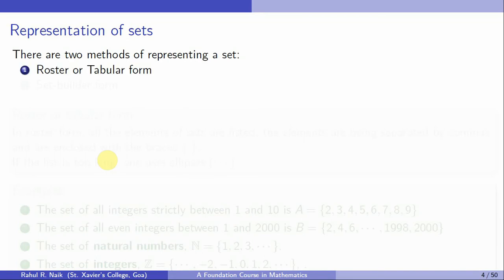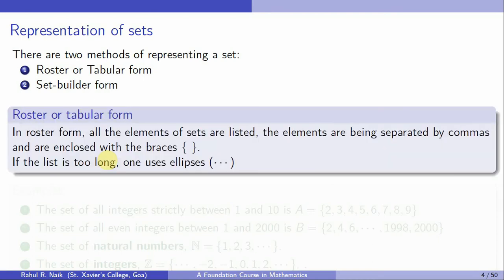The first one is called the roster or tabular form, and the second one is called the set builder form. So first we will look at the roster or tabular form. As the name suggests, tabular form, you just keep on listing the elements. So in a roster form, all the elements of a set are listed. The elements are separated by commas and are enclosed with braces.